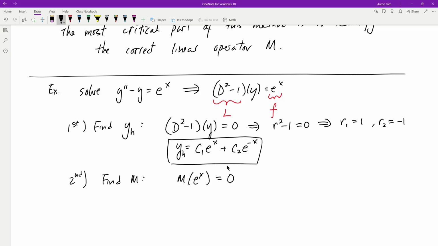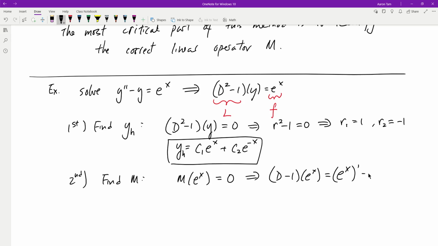And e to the x has a characteristic root of 1, because e to the 1x. And therefore that implies r minus 1 equal to 0 will be our characteristic equation. And that would come from D minus 1 as an operator. So therefore this tells me that D minus 1 of e to the x should equal 0. So we can see this is the case.